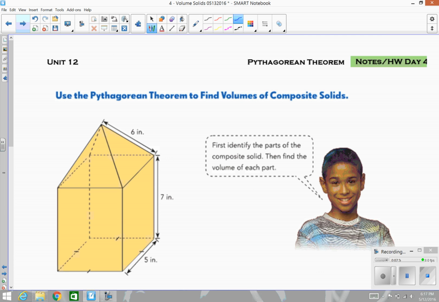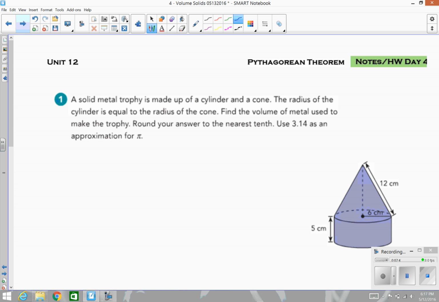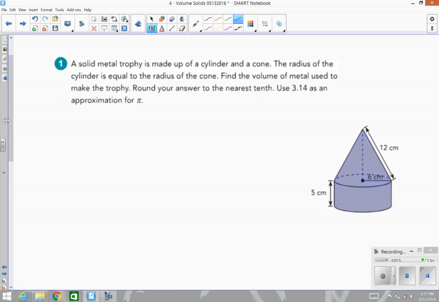Okay, this is where things get a little intense. Using the Pythagorean theorem to find volumes of composite solids. I'm going to be honest with you, this first example is harder than the second, so why don't we start with the second and we'll work our way backwards. I'm going to try my best to go slow and steady. It might benefit you to watch all the way through first, then rewind and take the notes with me. And then again, jot down any questions and we'll go over it Monday.